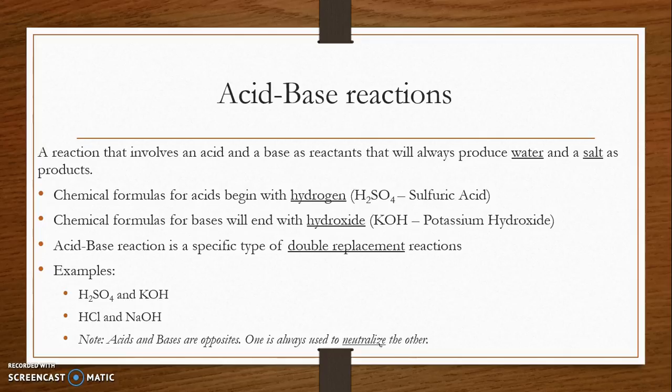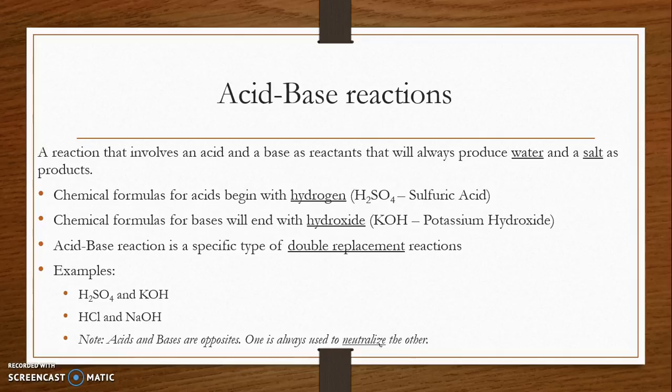All right, so chemical formulas for acids, we know these all begin with hydrogen, and chemical formulas for bases will typically begin or end with hydroxide, but not always. There are some that don't have hydroxide in them that are bases, and that's why I said if you're unsure if it's an acid and a base, look at the product.